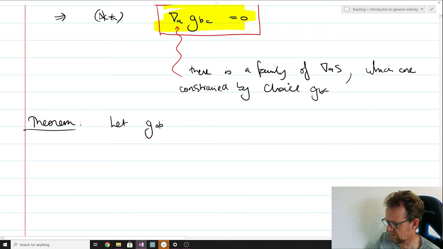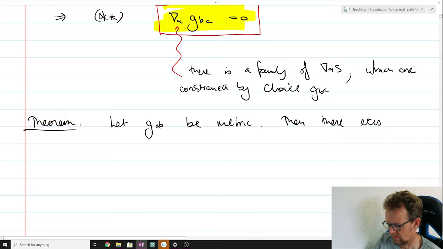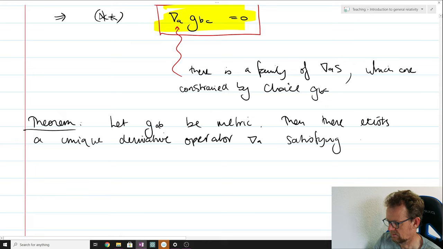So suppose we've got a manifold and we've got a metric g_AB, then the following theorem tells us that not only is there not much choice in derivative operator that you can assign to a manifold, in fact, there's essentially a unique derivative operator. Then there exists a unique derivative operator ∇_A satisfying star star, which is otherwise written as ∇_A g_BC equals zero.